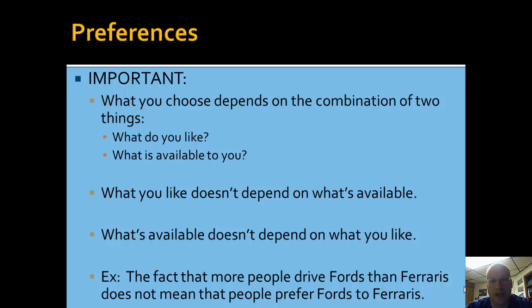Now we're going to shift to consider the other side of the consumer choice problem, and that is how do we explain what it is that people like? Remember that what we choose depends on a combination of two things. The first is what we like, and the second is what's available to you.